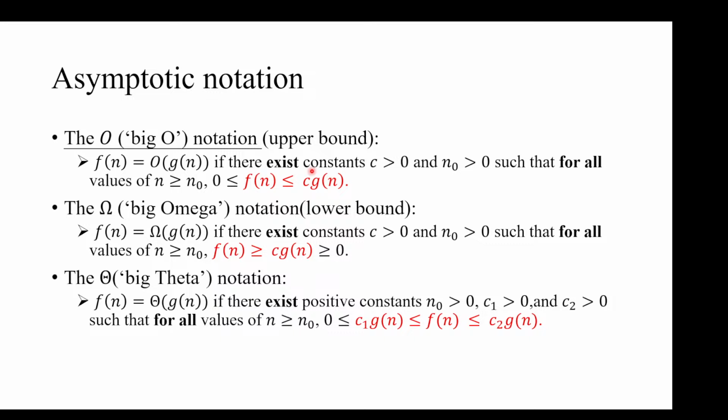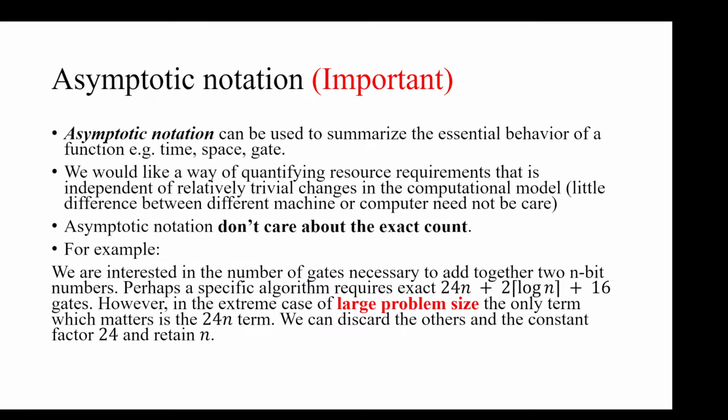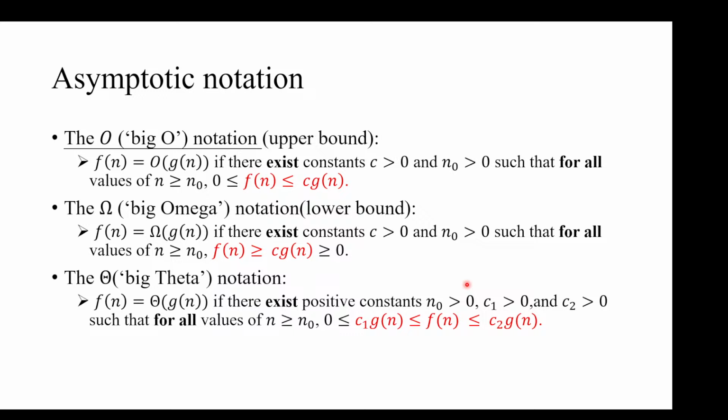In more detail, it means that if n is greater than some constant threshold value n0, then f of n is always less than or equal to c times g of n, where c is a constant. In this example, this expression is order n, because as n goes to infinity it is less than, say, 25n, even though we have other terms. That's big O notation.